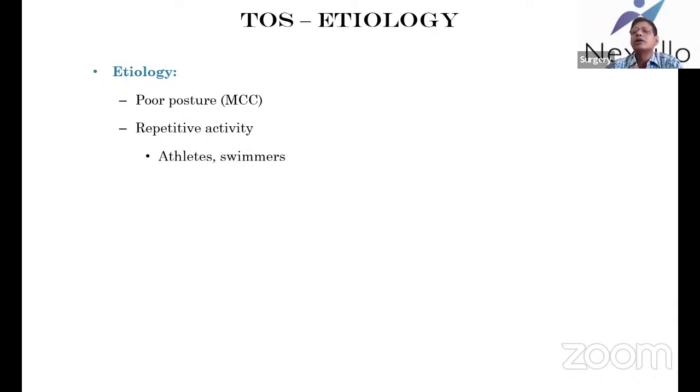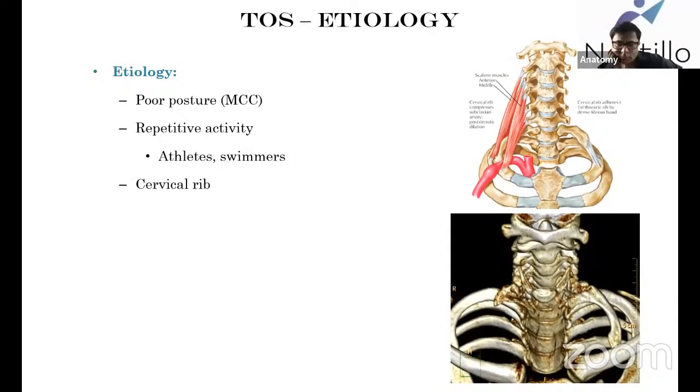Then there may be some pathological reasons too for thoracic outlet syndrome. Like we may have the cervical rib. Here in this first picture, you can see the cervical rib, which is compressing this subclavian artery over here above the first rib in the scalene triangle. The same way here also you can see the cervical rib, which is attached to the first rib with the ligament over here. So this is the cervical rib.